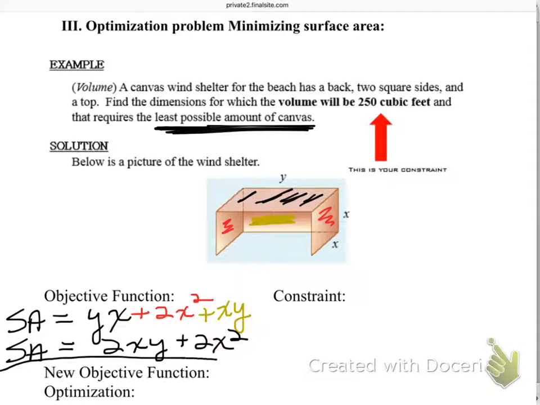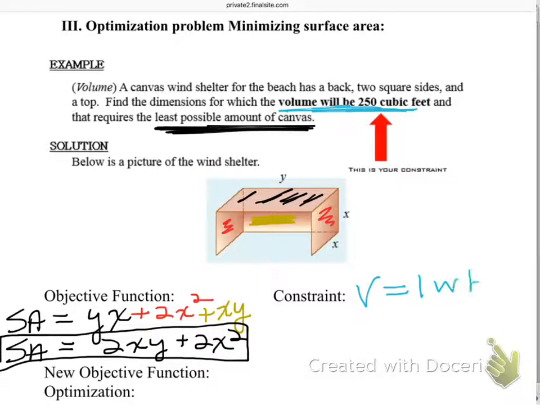Now that's my objective function, but notice it's in 2 variables. Now think about your constraints. The constraint is that the volume has to be 250 cubic feet. So what is volume? Well, volume equals length times width times height.